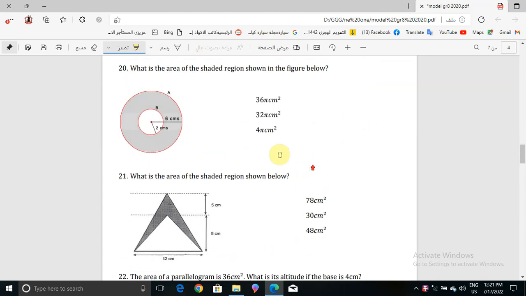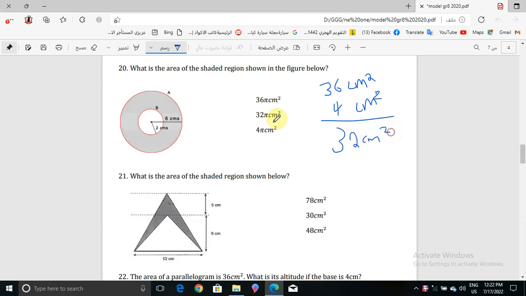Okay, now in question number 20, what is the area of the shaded region shown in the figure below? Here we will multiply 6 by itself, and we will multiply 2 by itself. So that means 6 times 6 is 36 centimeters squared, and 2 times 2 is 4 centimeters squared. Then we need to find the shaded region, so you subtract 4 from 36. It will be 32 centimeters squared, which is choice B here.